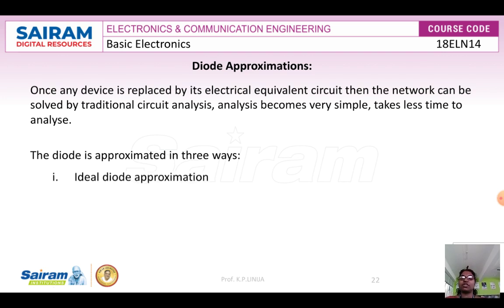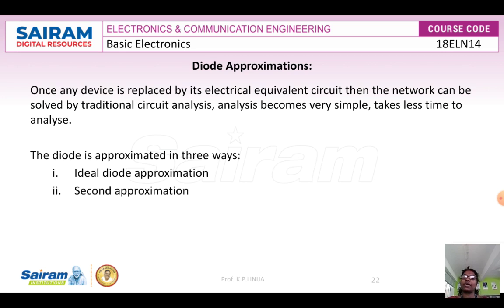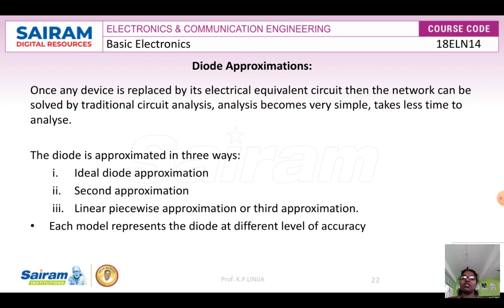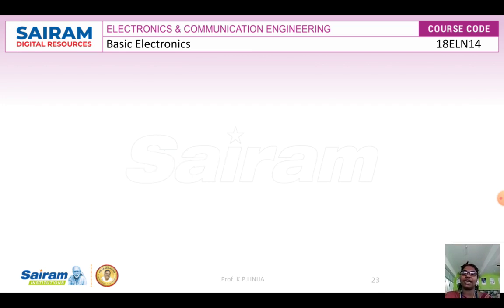The diode approximation happens in three ways. The first one is the ideal diode approximation, the second is the second approximation, and the third is the linear piecewise approximation, or we can call it the third approximation. Each model represents the diode at a different level of accuracy, and we are improving the accuracy level of the diode step by step.